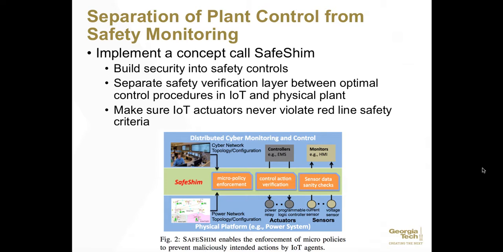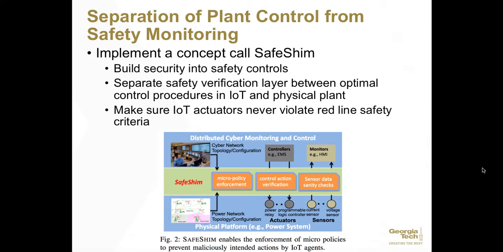SafeShim implements a separate safety verification layer between the optimal control procedures in IoT and the physical plant. SafeShim wants to verify that embedded devices in the field do not take unsafe actions, but it doesn't care how this is actually done in the mix of decision-making processes in the IoT platform.